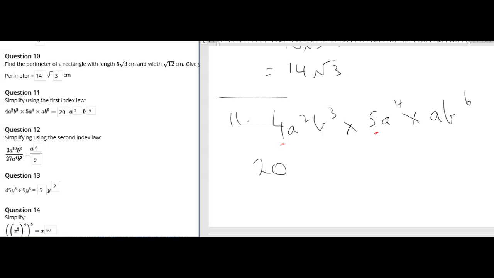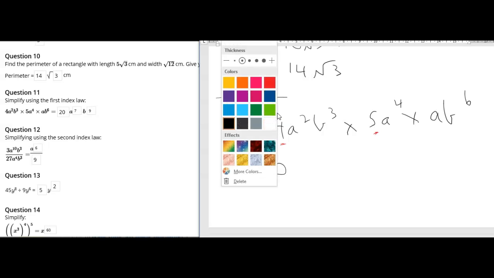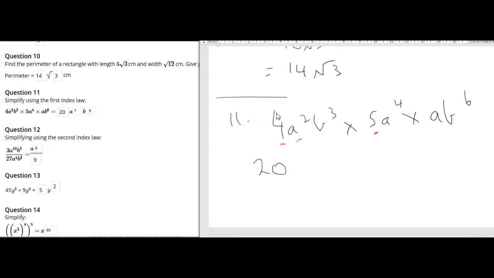And then I'm just going to get a different color. Okay, so we've got a and a and an a. Now we're multiplying, so don't sit there thinking, oh, but they're not like terms. It doesn't matter. We're not adding or subtracting. A to the power of 2. And remember, when we're multiplying, we're adding our powers. So 2 plus 4.